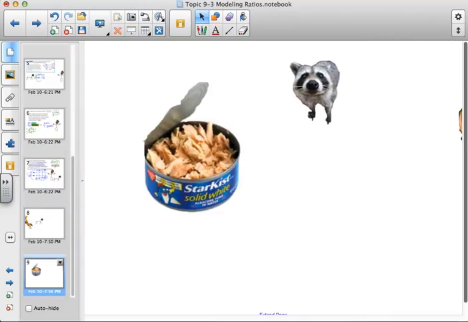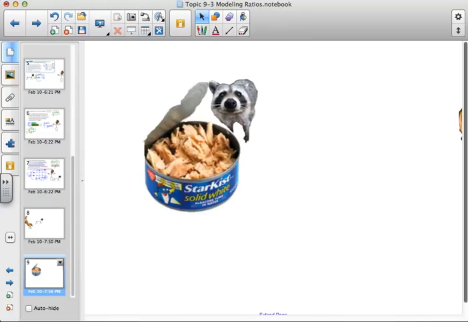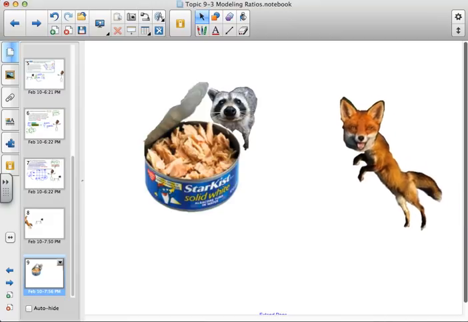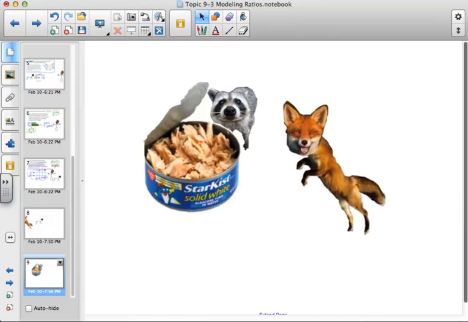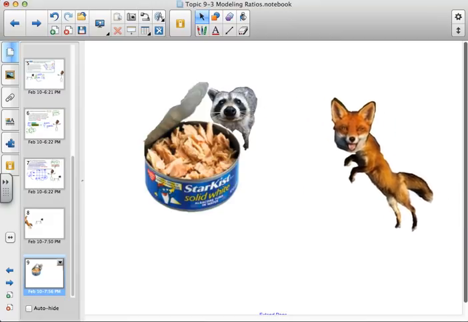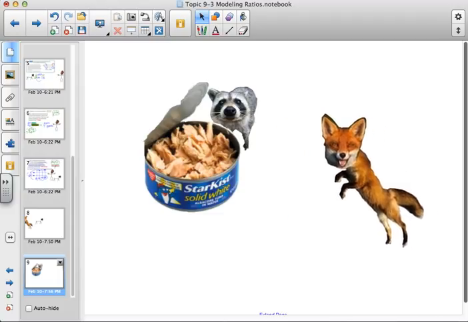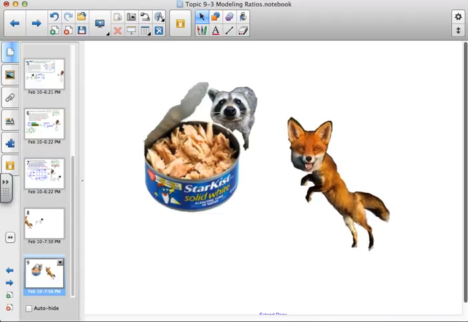Hey, look at that. It's a can of tuna. That's some great tuna. Hey, raccoon. Got some tuna? I could use some tuna. I just ran away from a dog. Got some tuna. Thanks, raccoon. Okay, see ya. Bye. Woo!